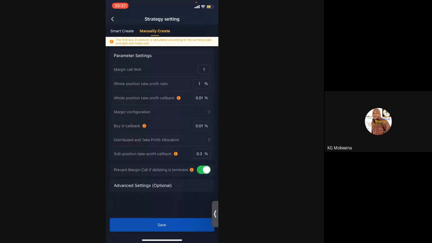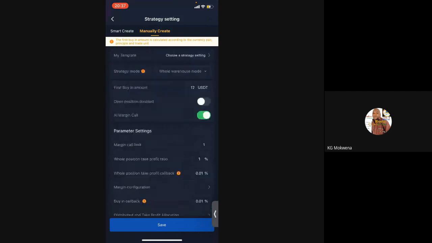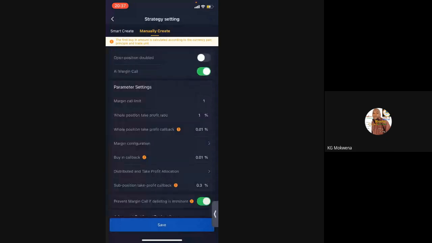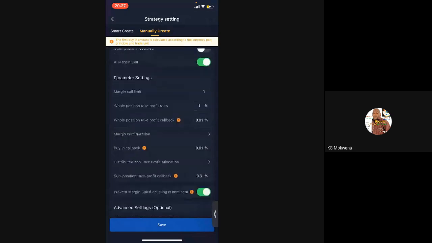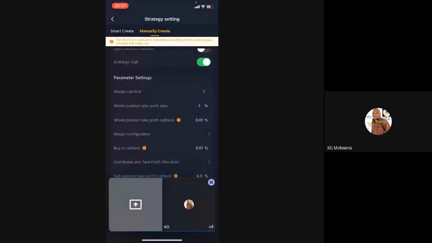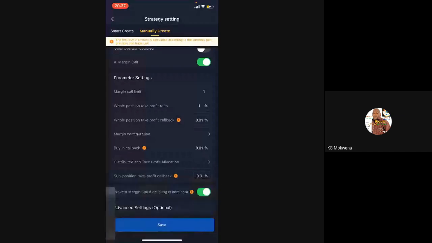Remember, I was asking you, will you want $12 as the first buying amount? So we now have $24. Can you see margin call limit? Can you see what is margin call limit? Yes. Yes, put 2 there.